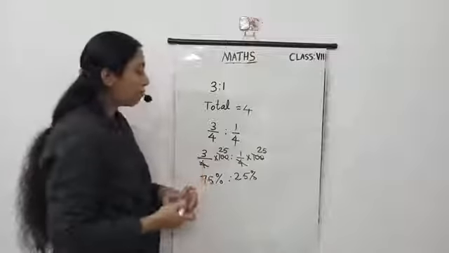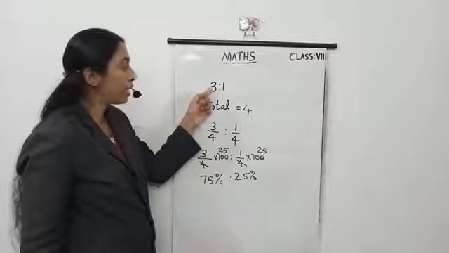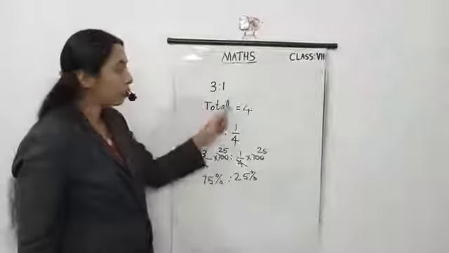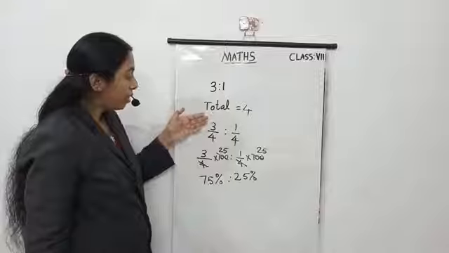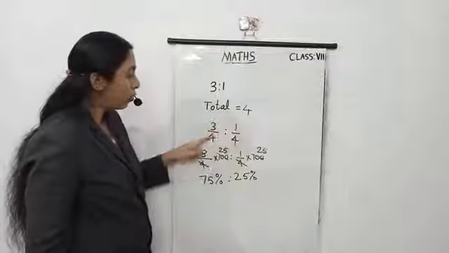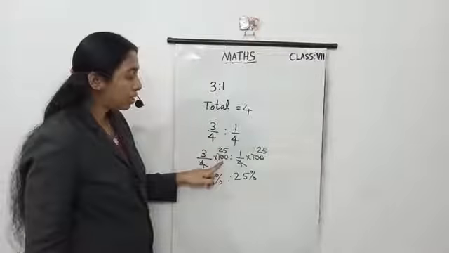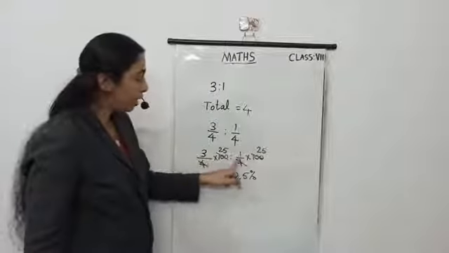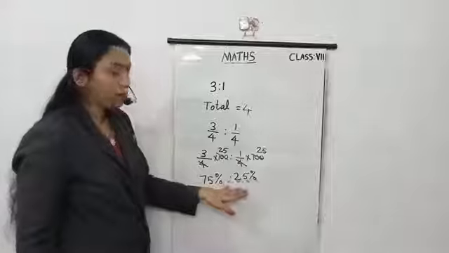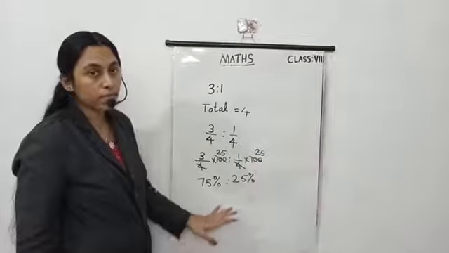So this is very simple. First add the given numbers, we get the total part. Then write this as the denominator of each given ratio. Then multiply with 100. Each fraction multiply with 100. We get a percentage, we get a percentage ratio.